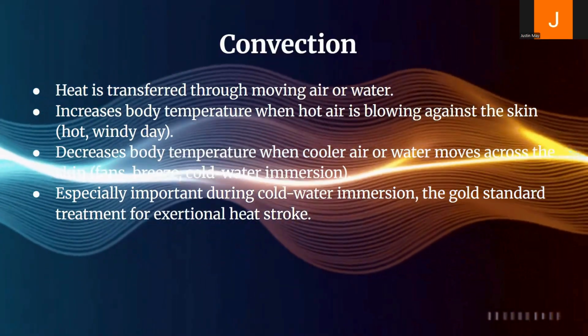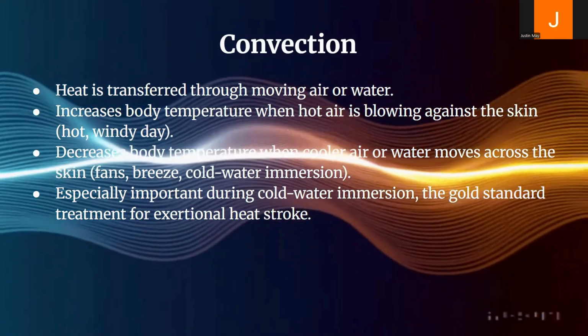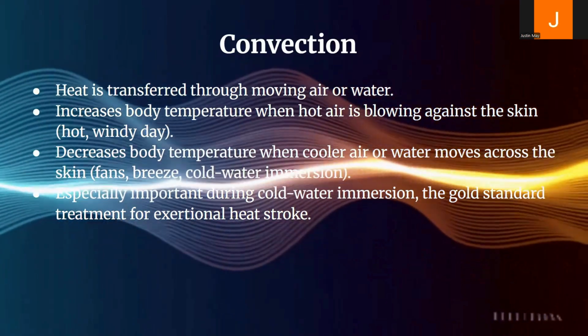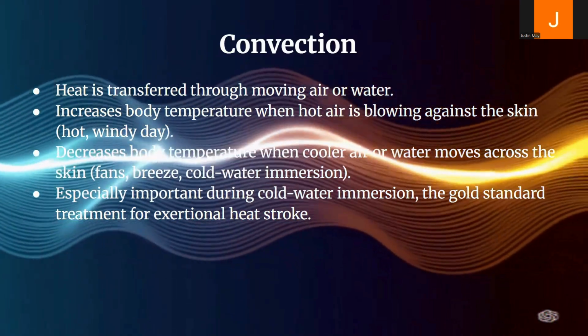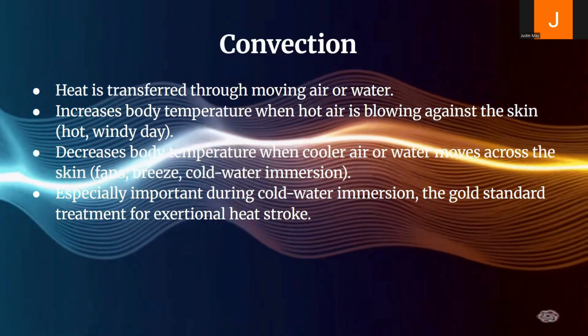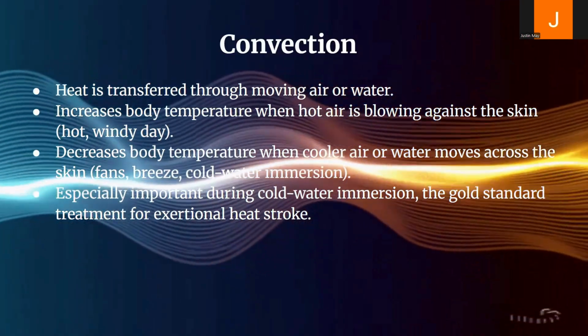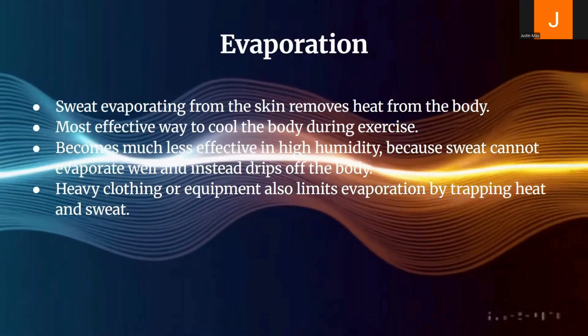Convection. Heat is transferred through moving air or water. This increases body temperature when hot air is blowing against the skin, like on a hot, windy day. It decreases body temperature when cool air or water moves across the skin. Examples could be fans, breeze, cold water immersion. This is especially important during cold water immersion as it's the gold standard for exertional heat stroke.